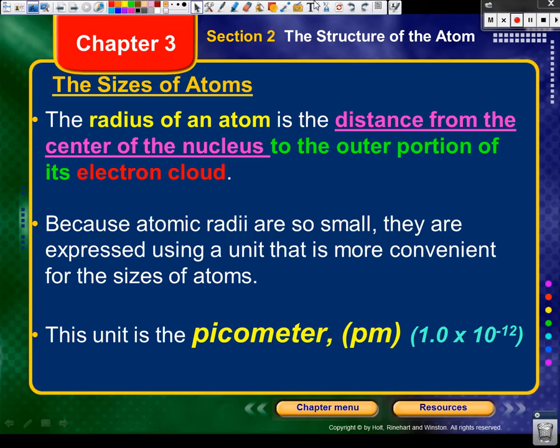The radius of an atom. Now if I said what's the radius of a circle, what is that? Half the diameter. What's the diameter? If I drew a circle, what's the diameter? It's the whole width, right? So the radius of an atom is the distance from the center of the nucleus to the outer portion of the electron cloud. Hint, hint, wink, wink. You need to know that. That's a TQ. That's a test question.